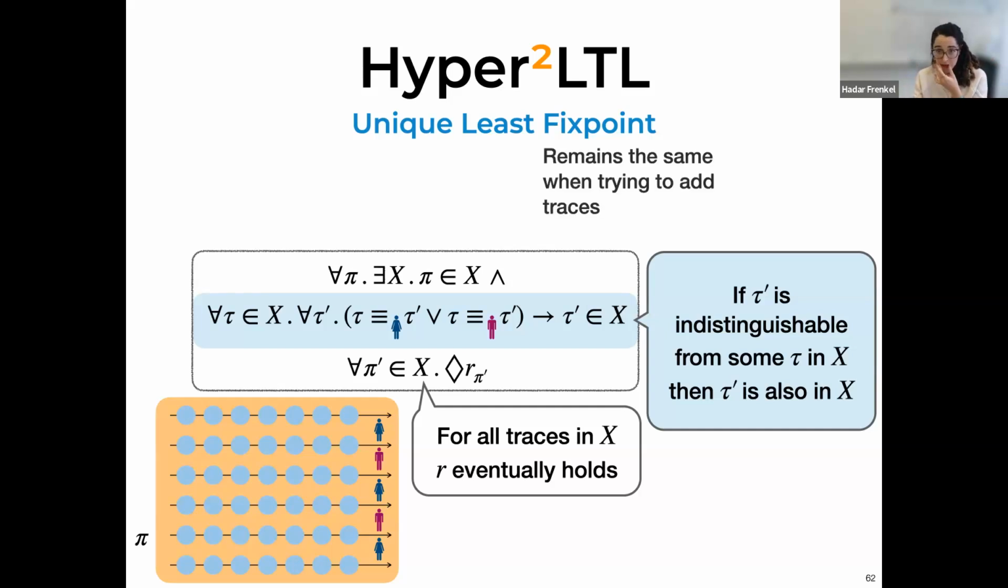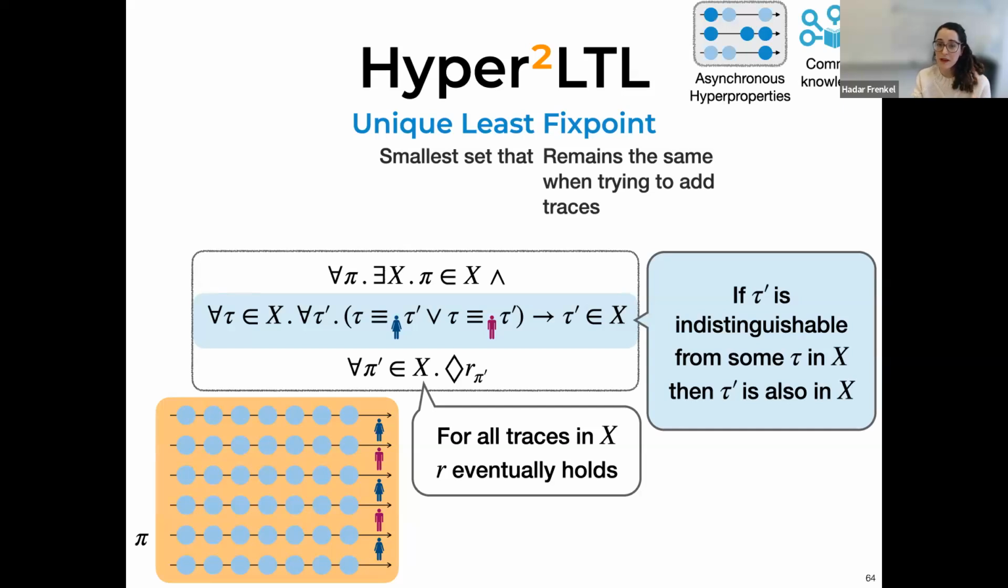So a fixed point, for the purpose of this talk, is a set that remains the same when I try to add traces. So if I already have the set of indistinguishable traces, trying to add traces will not change it. And the least means that this is the smallest set such that it remains the same when trying to add traces. And since I have the smallest set, then it is also a unique set. And we show that indeed this fragment captures a lot of properties of interest, in particular the ones that I mentioned here.